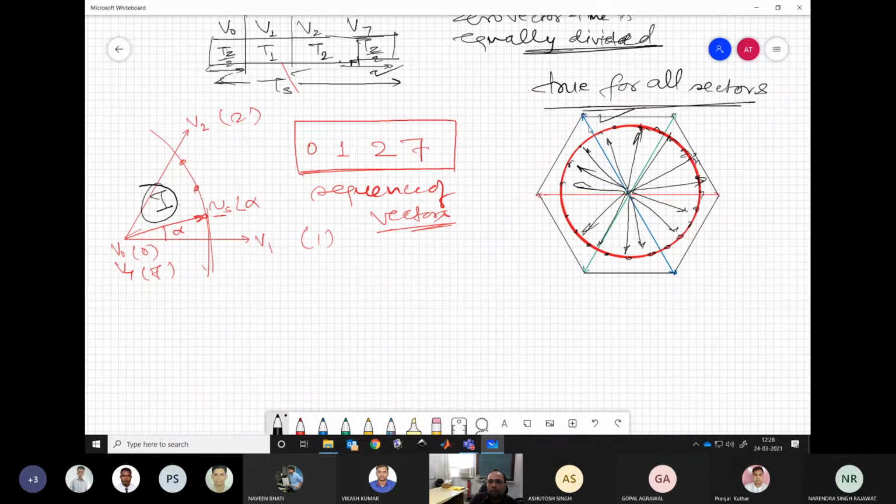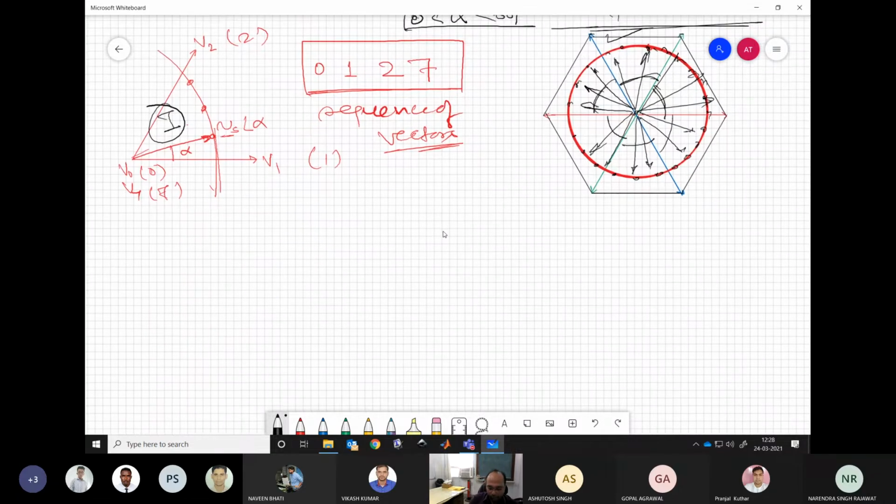So the same formula is applicable. That's why alpha has nothing to do with theta. It's only between 0 and 60. So every 0 to 60, this is true. You need to take care of which is vector v1, v2, v7 and v0. That we will discuss. So now this technique is actually called the conventional space vector PWM.